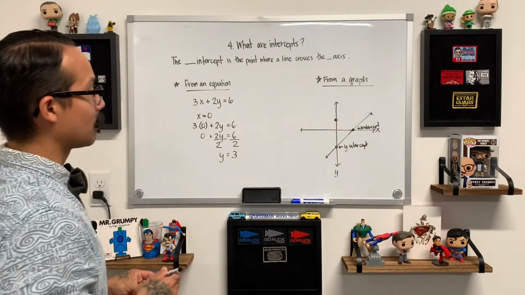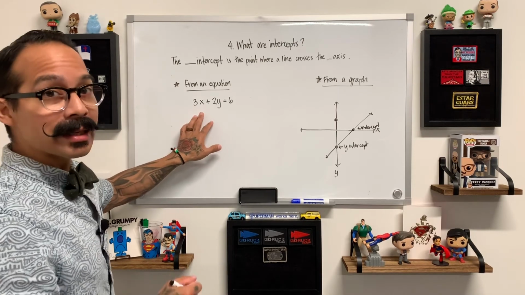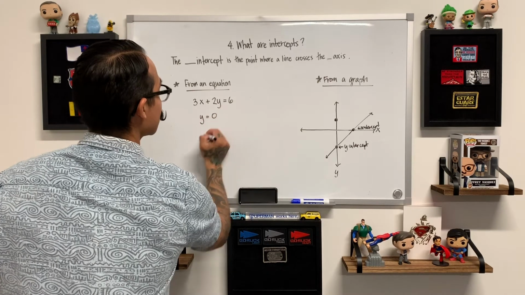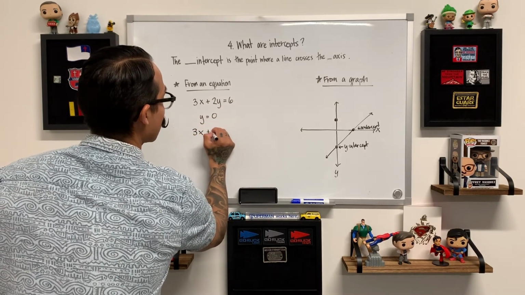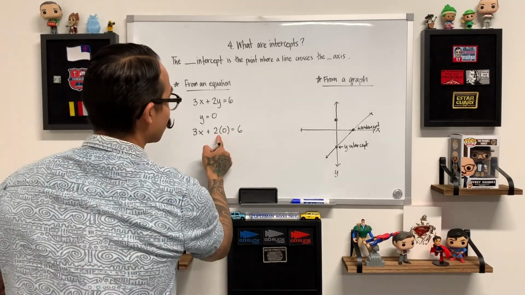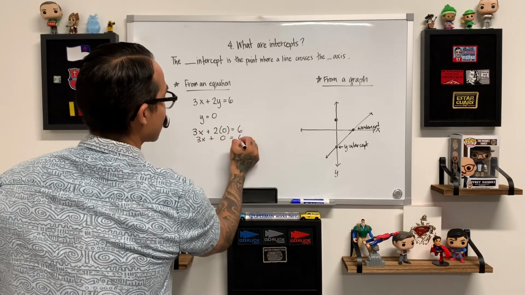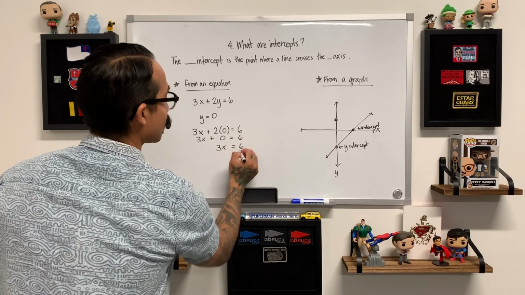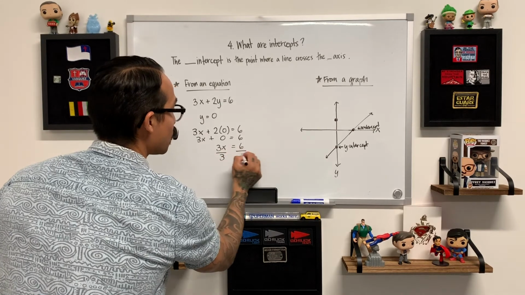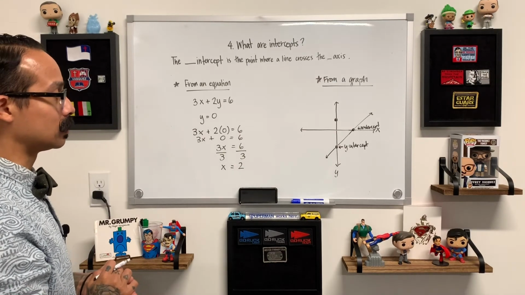The y-intercept is 3. For the same equation, let's set y equal to 0 this time and solve for x. With y equal to 0, we would have 3x plus 2 times 0 is equal to 6. 2 times 0, that's 0. 3x is equal to 6. How would I solve for x? Right, just divide both sides by 3. And here, x would equal 2.